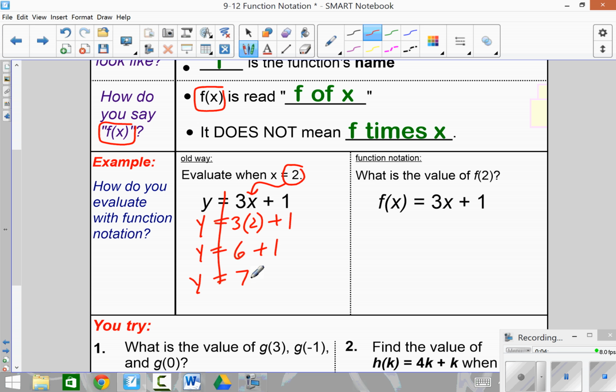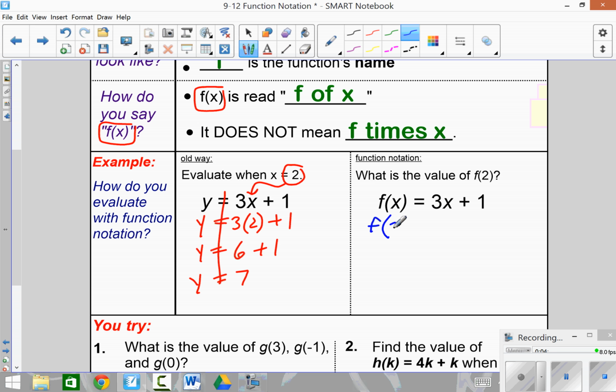That's the old way. What does this look like in function notation? I'm going to ask you the same exact question, but now in function notation language. It's going to say something like this: what is the value of f of 2, given that the function is f of x equals 3x plus 1? In other words, this is the function, and remember, this is the symbol for function notation. They're telling me the name of this function is f. The x here asks, what's the value? Notice there's a 2 replacing the x here.